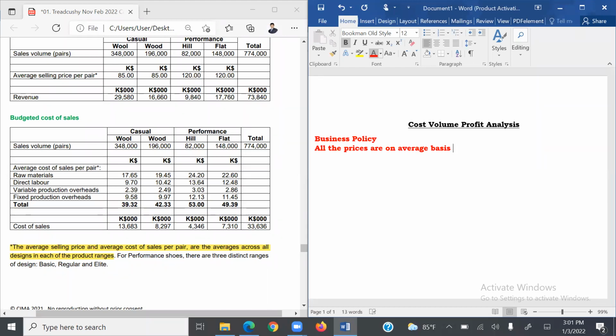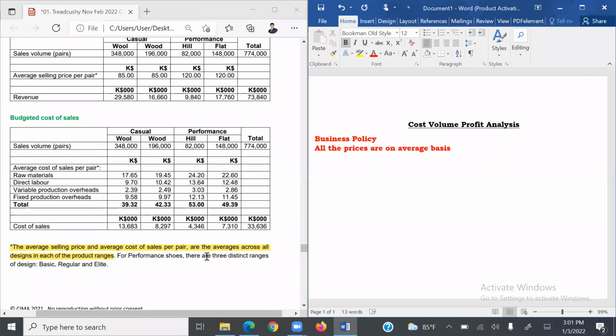Yes or no? If you are getting that point, can I quickly get a Y in the chat box, students? All the prices are on average basis. That means they are not calculating anything to specific products. They are going through all on an average basis.